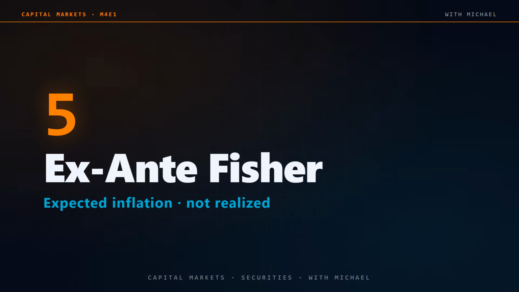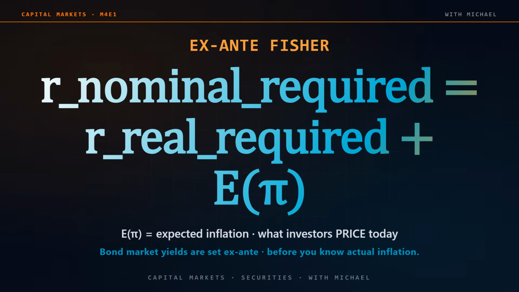There is an important refinement. The Fisher equation as typically stated relates realized nominal returns, realized real returns, and realized inflation. But when an investor makes a decision today about whether to lend or borrow, they cannot know realized inflation. They only have expectations about future inflation. The ex-ante Fisher equation therefore says that the required nominal rate today equals the required real rate plus expected inflation.